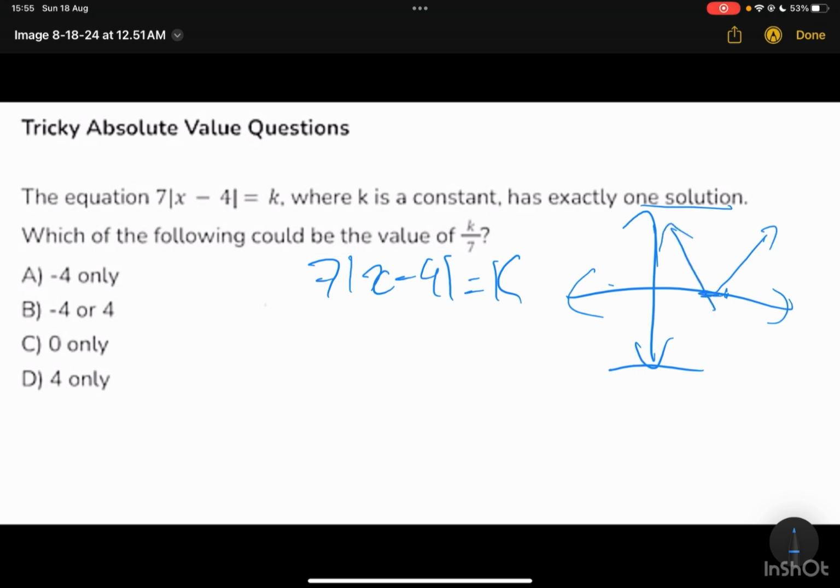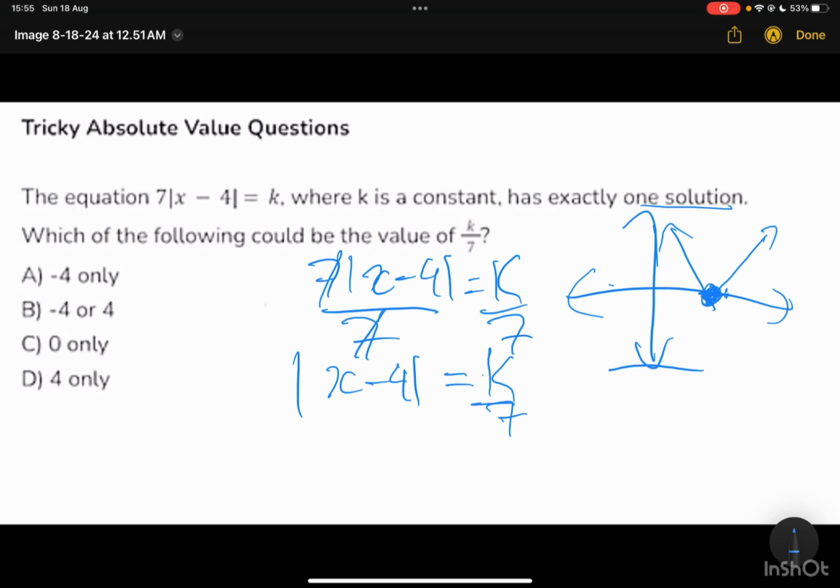Here, and there's only going to be one solution right here. So we're going to find the value of k. So 7 over 7 is going to be 7 over here. 7, cross it out. We're going to have left |x - 4| equals k over 7.